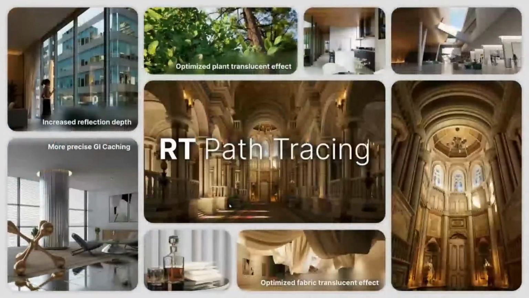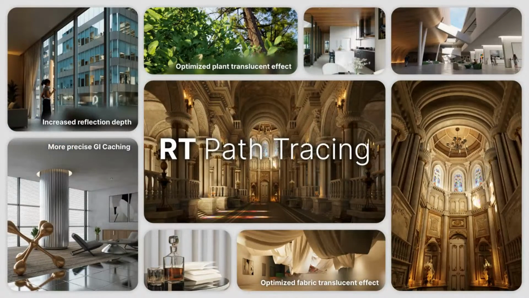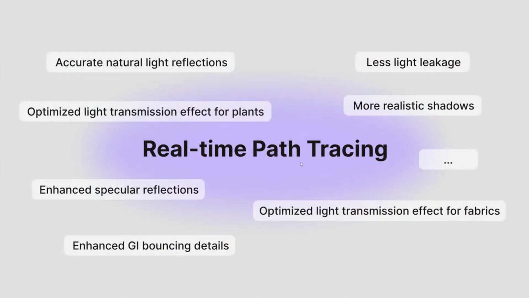So why do we introduce real-time path tracing? I think the answer can be found in these images. They are rendered using 2.10, and you can see the reflection depth has increased. The paints and fabrics also display better translucent effects. Additionally, we've integrated a more precise GI caching technology. Of course, there are many other enhancements like realistic shadows, better specular reflections, and less light leakage. We'll display them in the following session.